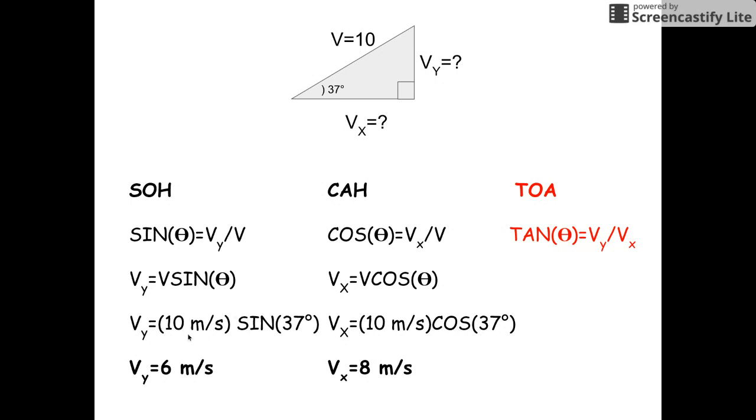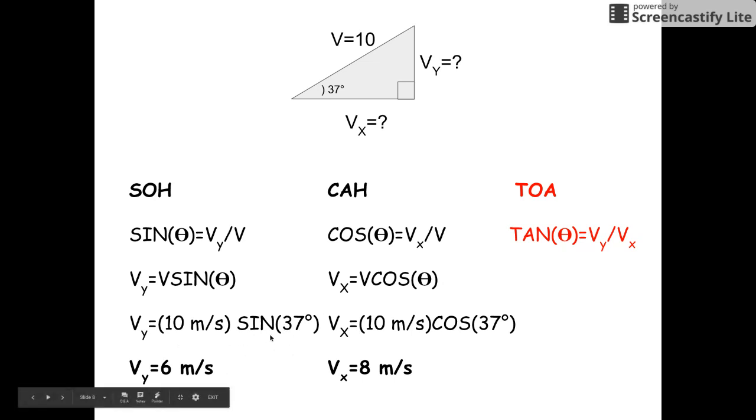You simply plug in the given velocity of 10 meters per second, and you multiply it by the sine of 37 degrees. Make sure your calculator is in degrees mode. If you're not sure, you can try it right now. You can try typing in the sine of 37, and you should get something close to 0.6. If you don't, you're probably in radians mode, and you're going to need to take a second to reset your calculator into degrees mode. So again, the sine of 37 should be 0.6.